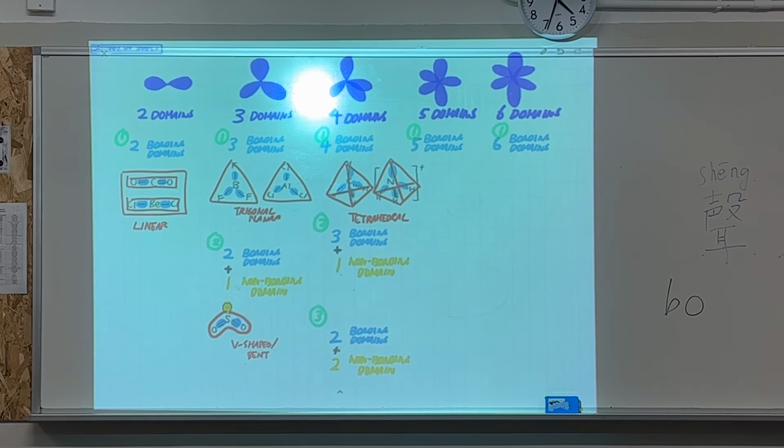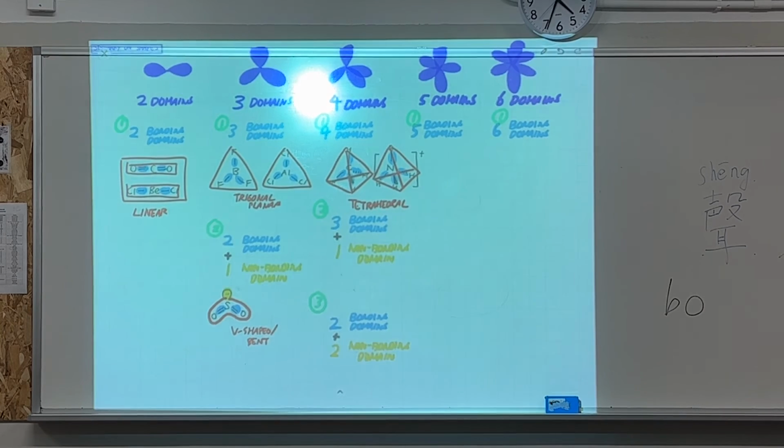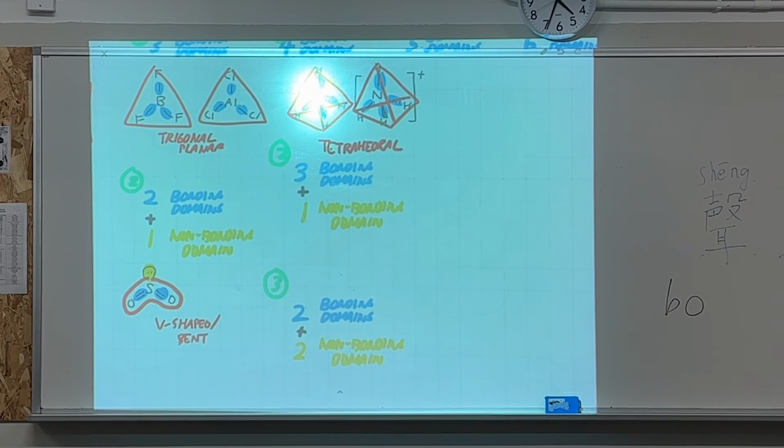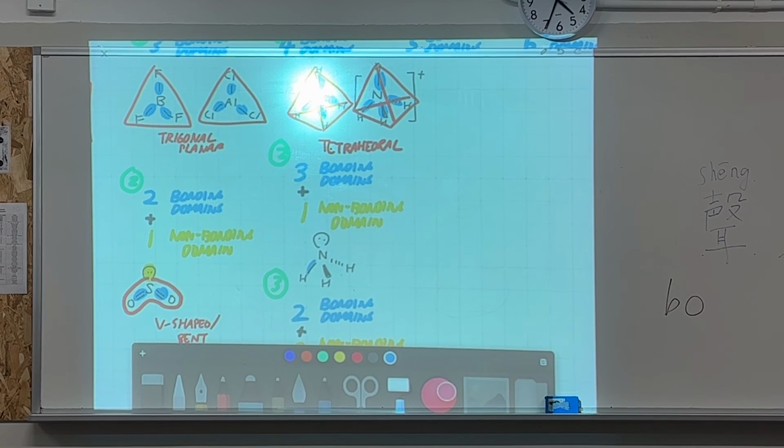And then when we have three bonding domains and one non-bonding domain, the name of this shape would be, let me move this up a little bit. The example would be NH3. Do you remember NH3? Ammonia. Ammonia has three bonding domains and one non-bonding domain, like this. Which of these can you see, the blue or the yellow one? The blue one only, right? So when you focus on only the blue stuff, what is the name of this shape?